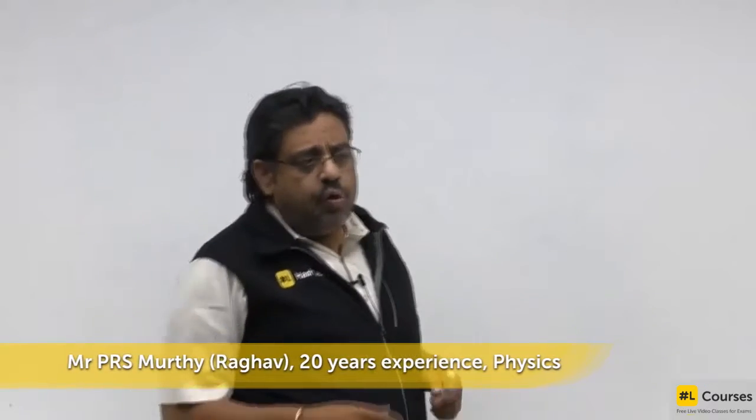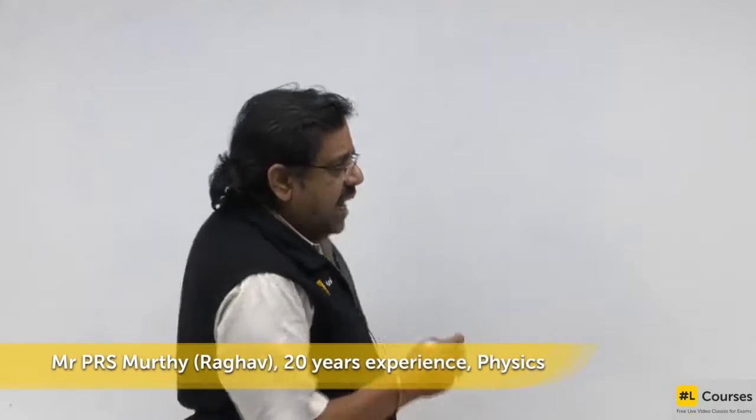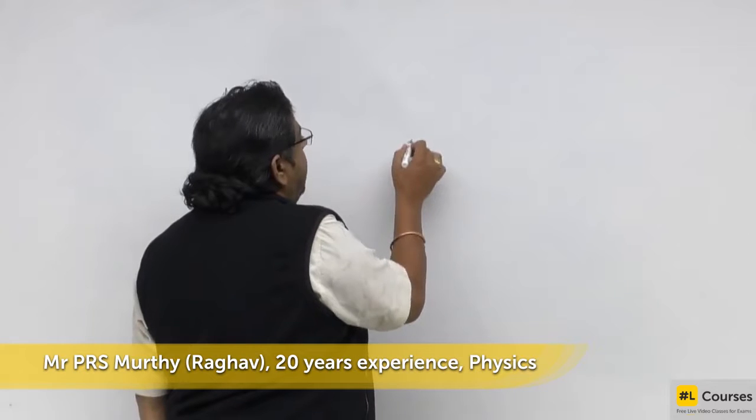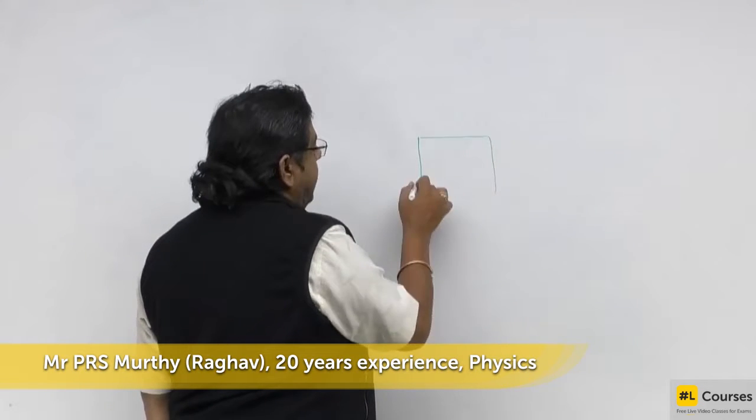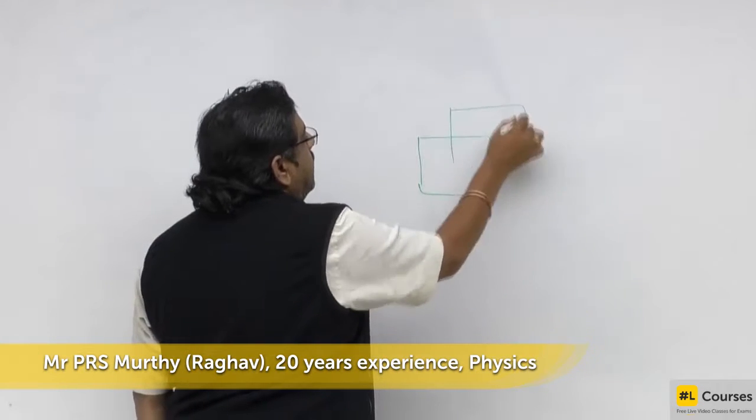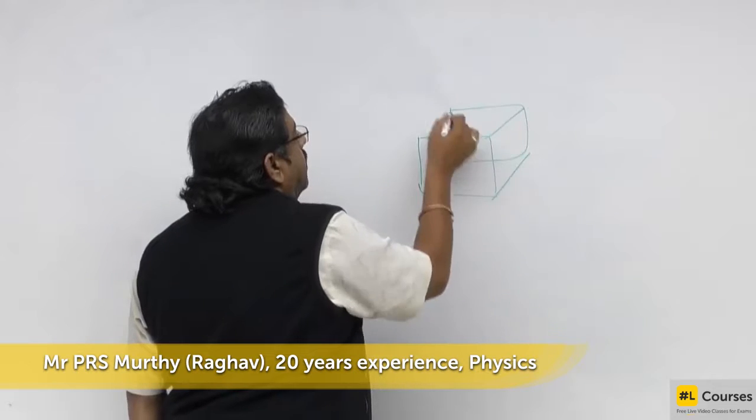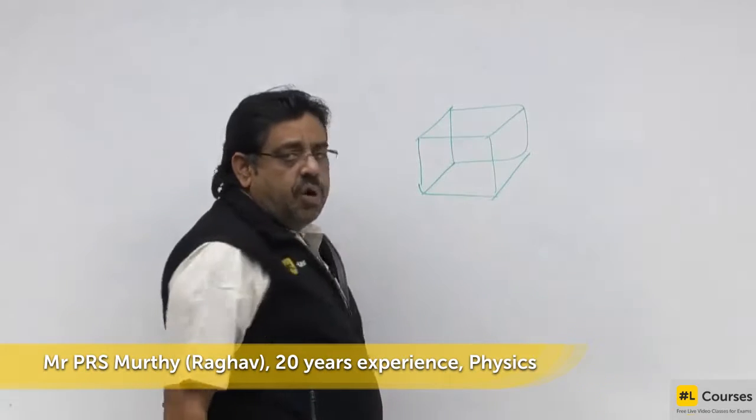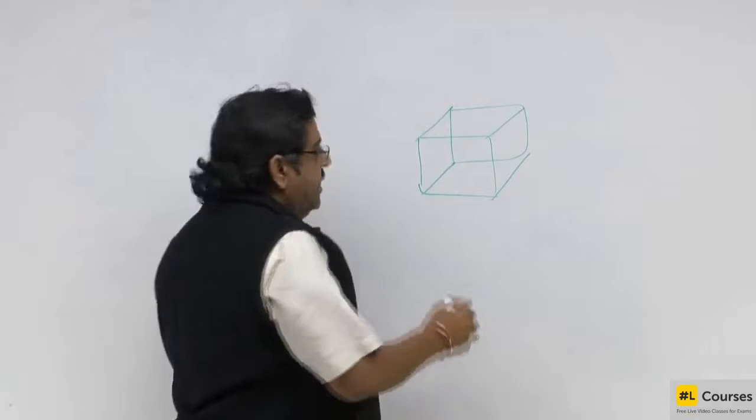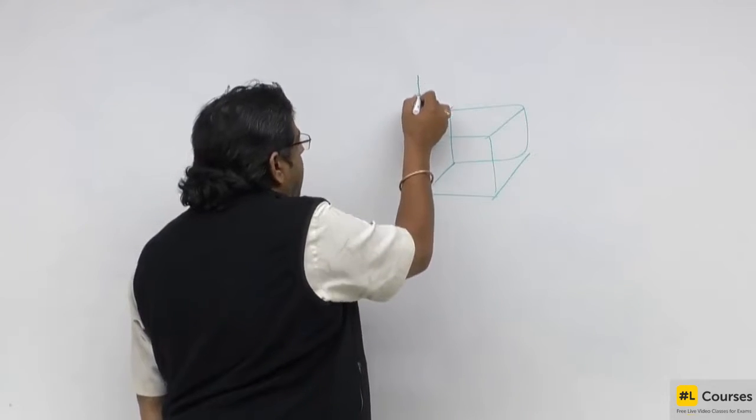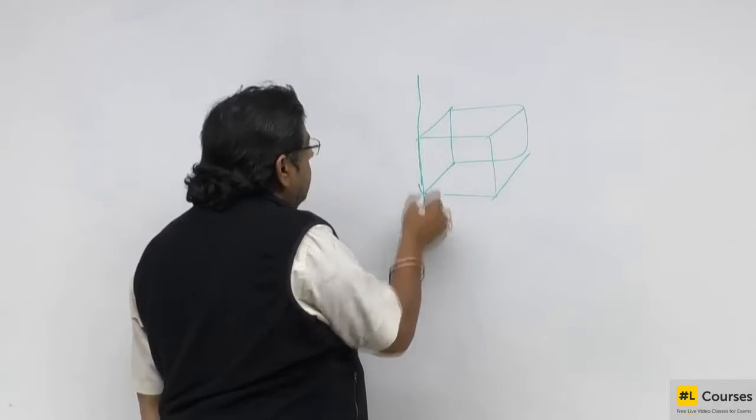Now we discuss two model problems. For example, there is an infinite wire. Suppose there is a cube like this. Listen to what I am speaking. There is a cube like this and there is an infinite wire.